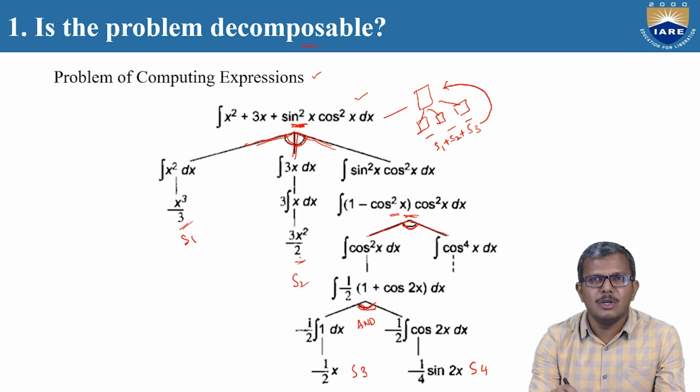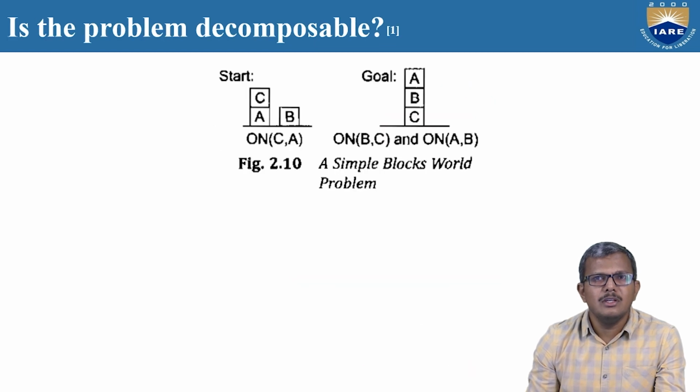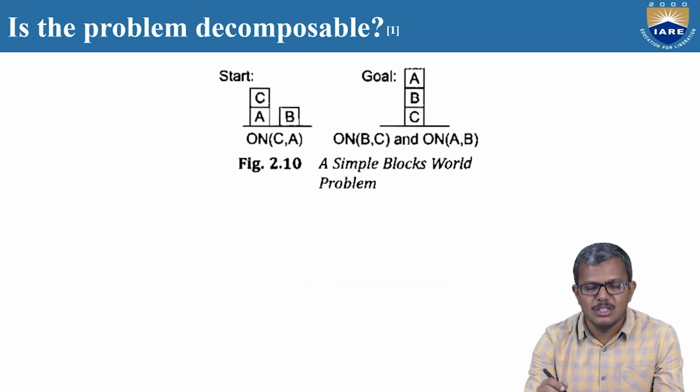Okay, so if your problems are related to this kind of things, then we say that our problem statement characteristic is decomposable. Okay, let us try to take one more example, and we will try to understand whether this decomposable is applicable to any of the AI problems or not. Okay, so the second example is this one.